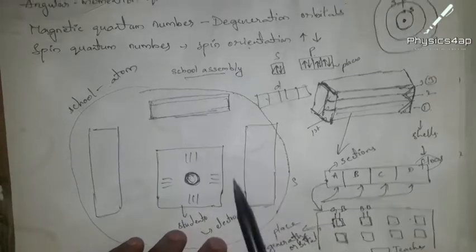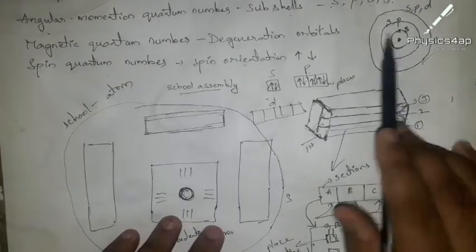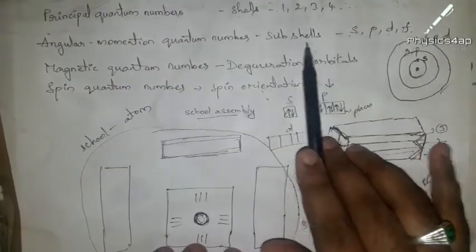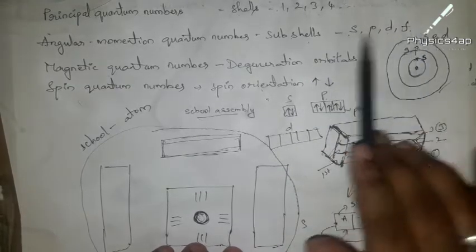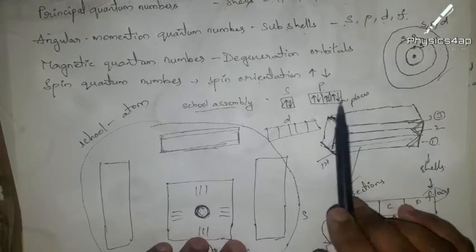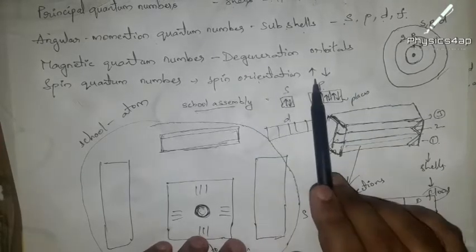The same thing here with the electrons. The electrons move to the respective shells 1, 2, 3. After that, they move on to the respective subshells S, P, D, F. After that, they move on to the degenerate orbitals, that is these boxes. After that, they move on to the spin orientation.